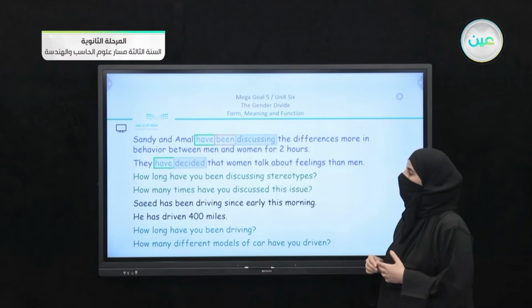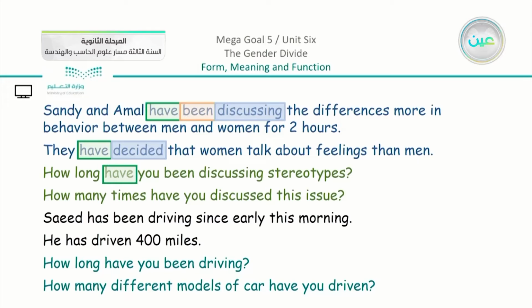And after that, we have the question, how long have you been discussing stereotypes? We have here a question, how long? How long have you been discussing? Present perfect progressive. And here, how many times have you discussed this issue? So you can see that the first time I'm asking how long, I'm asking about time or duration. And the second time, I'm asking about a number, which indicates a result.